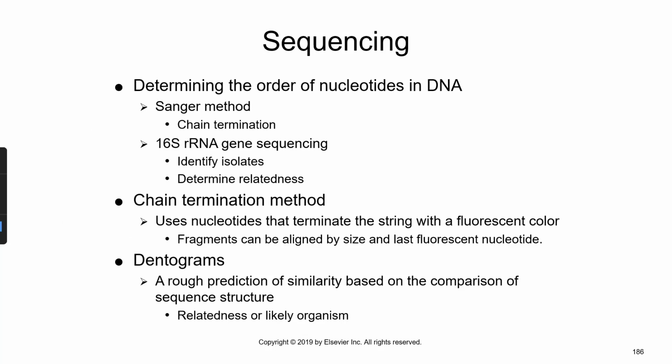Sequencing is getting the order of nucleotides in DNA. There are many different methods for sequencing. The Sanger method is chain termination. 16S rRNA gene sequencing identifies isolates and determines relatedness. The chain termination method uses nucleotides that terminate the string with a fluorescent color. Fragments can be aligned by size and last fluorescent nucleotide. There are dendrograms, a rough prediction of similarity based on the comparison of sequence structure, the relatedness or likely organism.